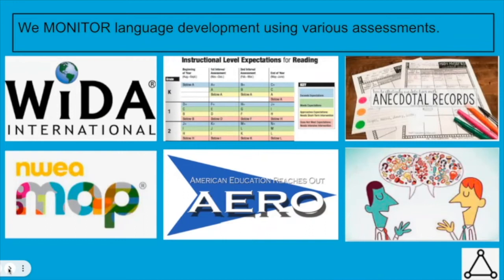We also use the reading benchmark assessment to measure students' reading comprehension and fluency.